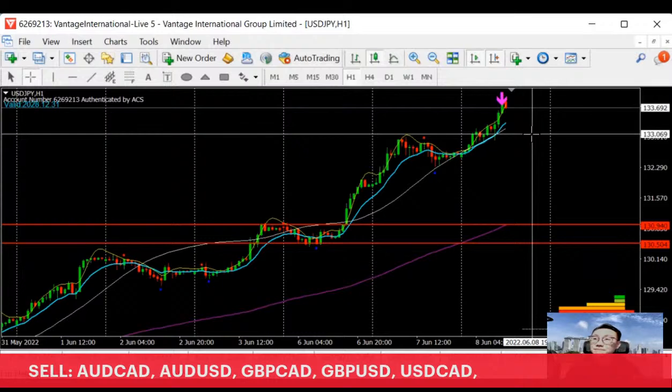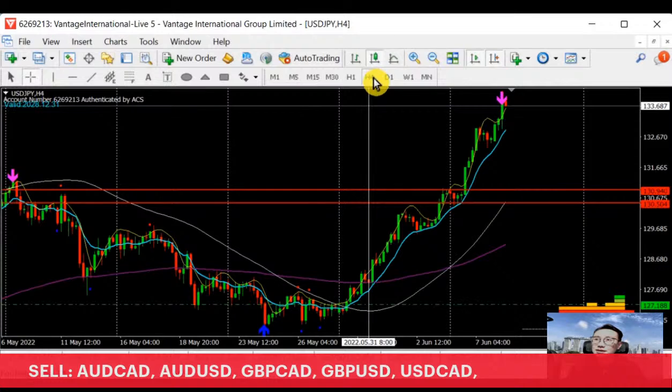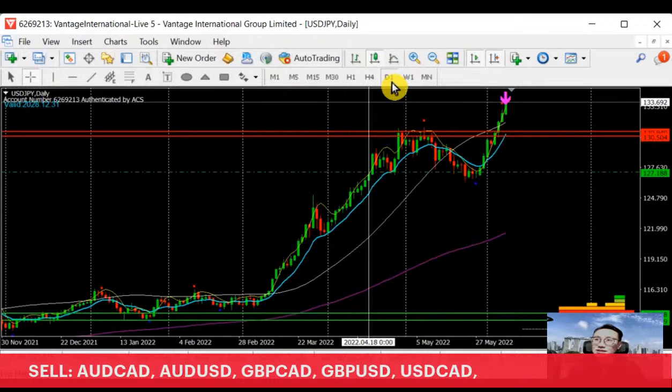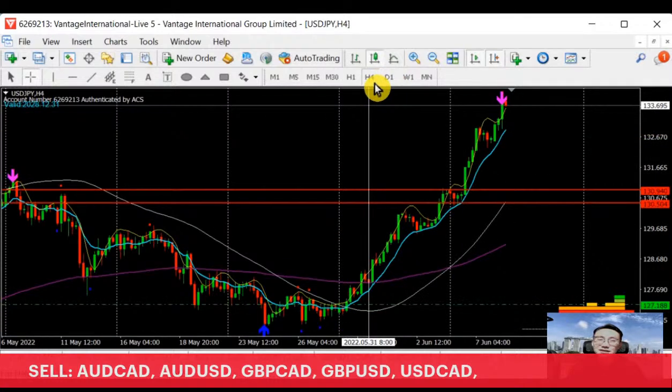Will there be a reversal? So far, I don't see any reversal. Instead, I see a very strong bull running.